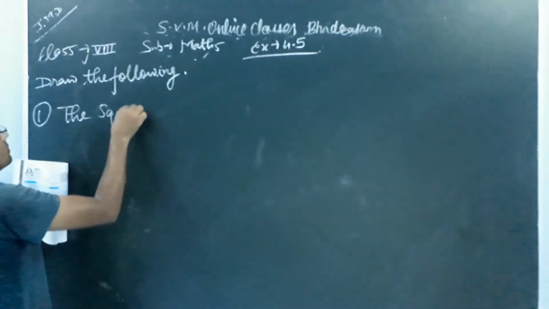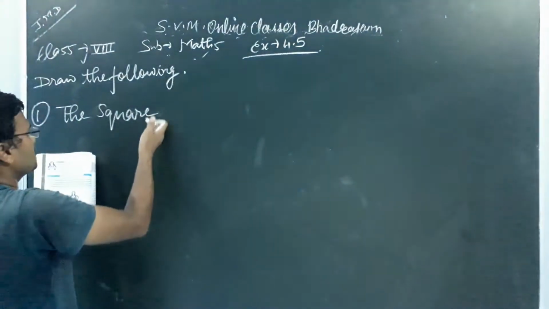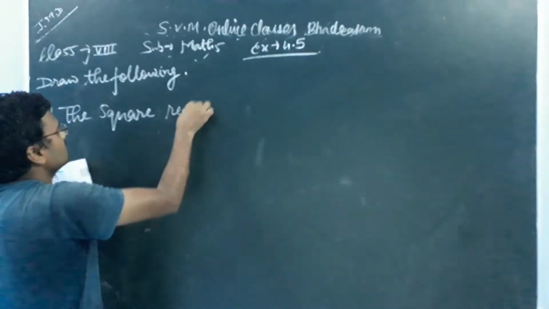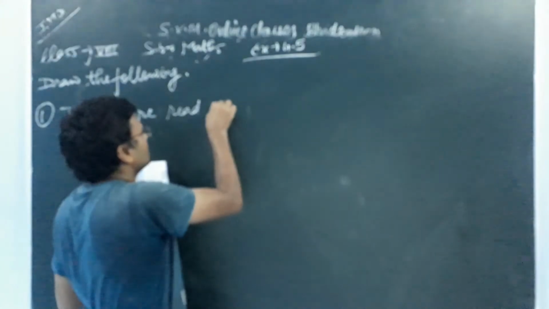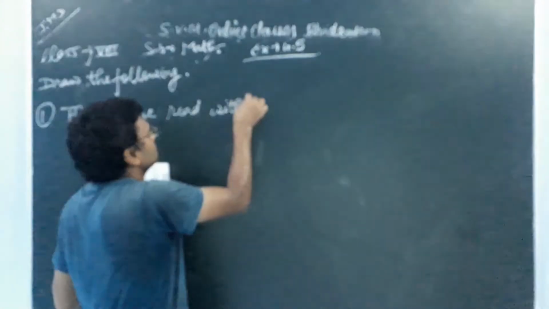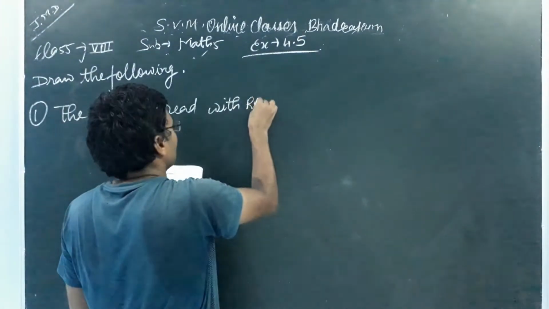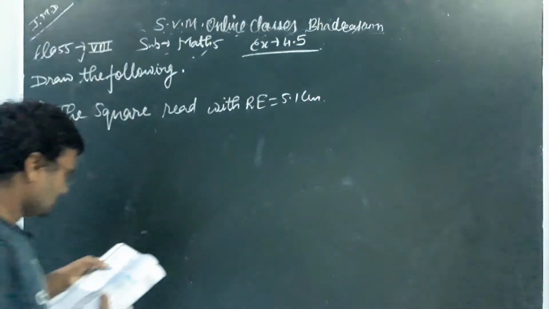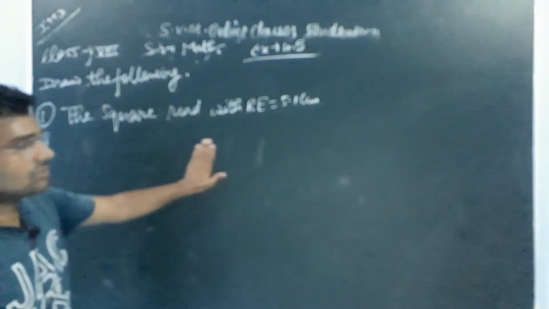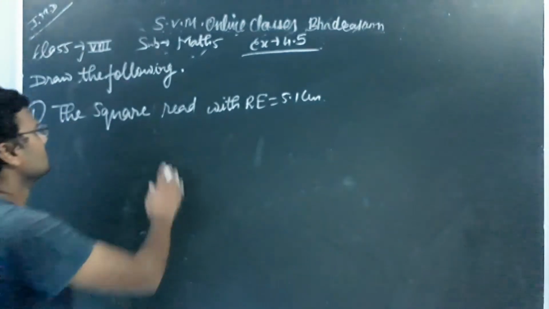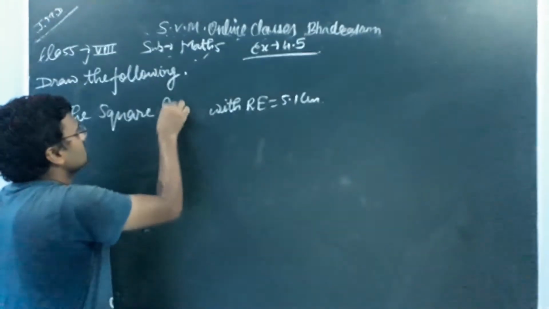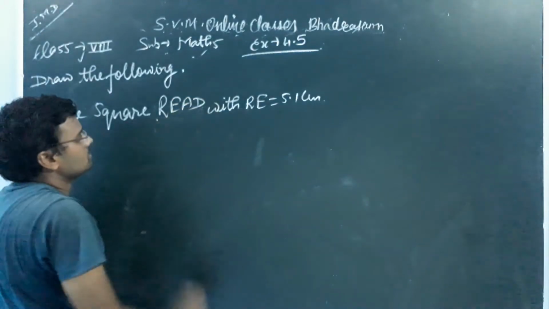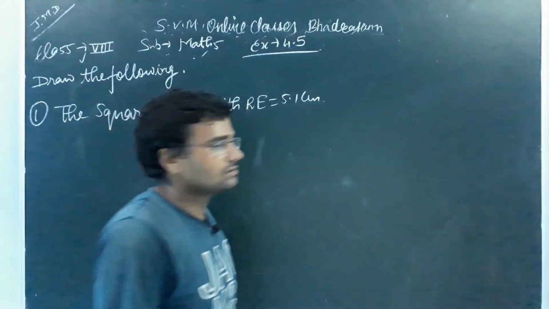The square READ with RE equals 5.1 centimeter. Actually we have to draw a square. Square READ means I am just going to READ, okay, with RE equals 5.1 centimeter.